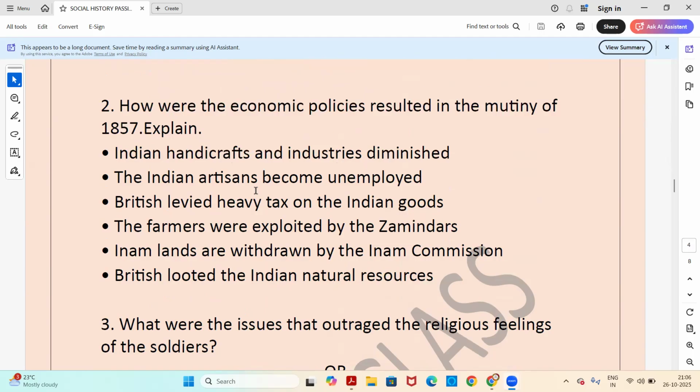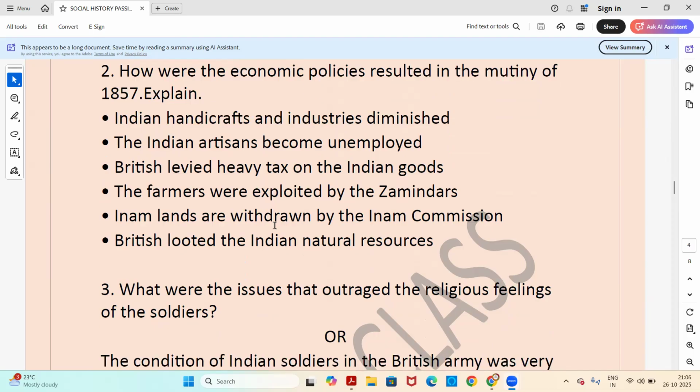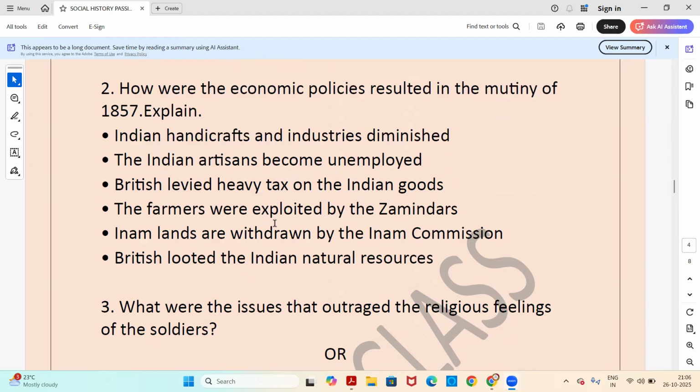The Indian artisans became unemployed. British levied heavy tax on the Indian goods. The farmers were exploited by the zamindars. Inam lands were withdrawn by the Inam Commission. British looted the Indian natural resources. So these were the economic policies that resulted in the mutiny of 1857. We just read about the economic causes. We have others like political and administrative.